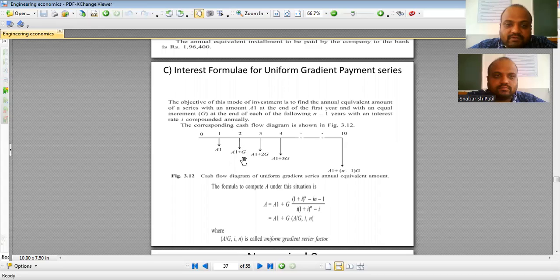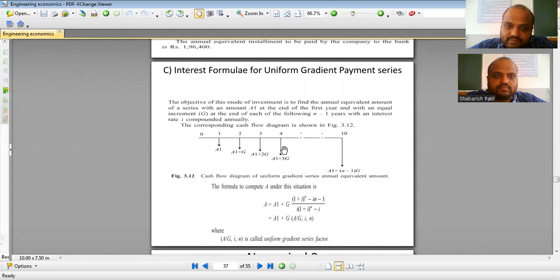So at the end of the second period, your annuity will be A1 plus G. At the third period, it is A1 plus 2G. Like this, at the nth period, it will be A1 plus (n minus 1)G. So it's uniformly varying here. That is why it is called uniform gradient payment series.